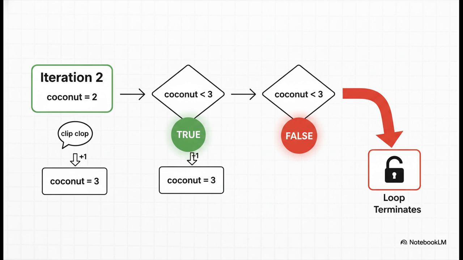It is not less than 3. And just like that, bam! The condition is false. The loop immediately terminates. It's over. The program breaks out and just moves on to the next line of code.